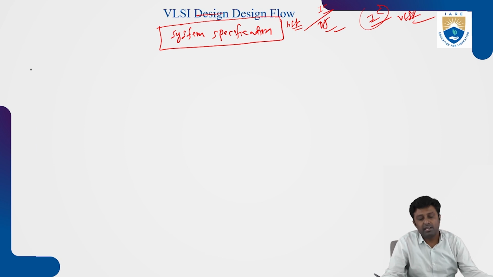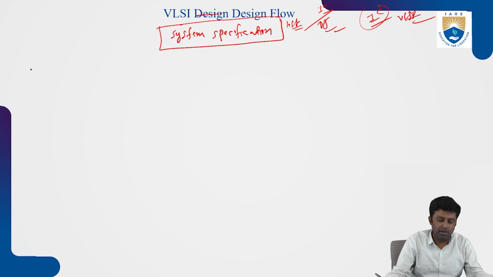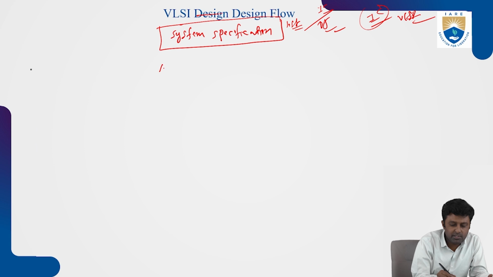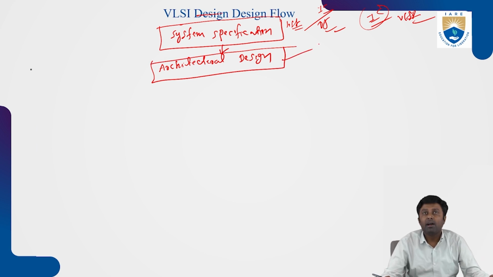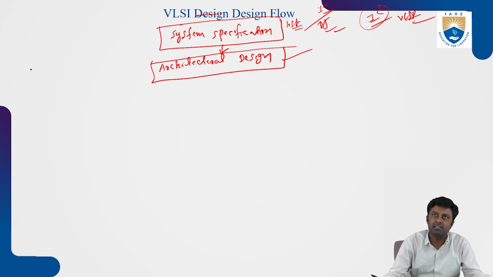After taking the different specifications like area, speed, power and techniques to be used, the next step is the architectural design. The second step in the VLSI design flow is the architectural design. Here we will be designing the architecture, after taking all the system specifications, what the system should perform, its functionality, structures, and which design techniques are to be used.